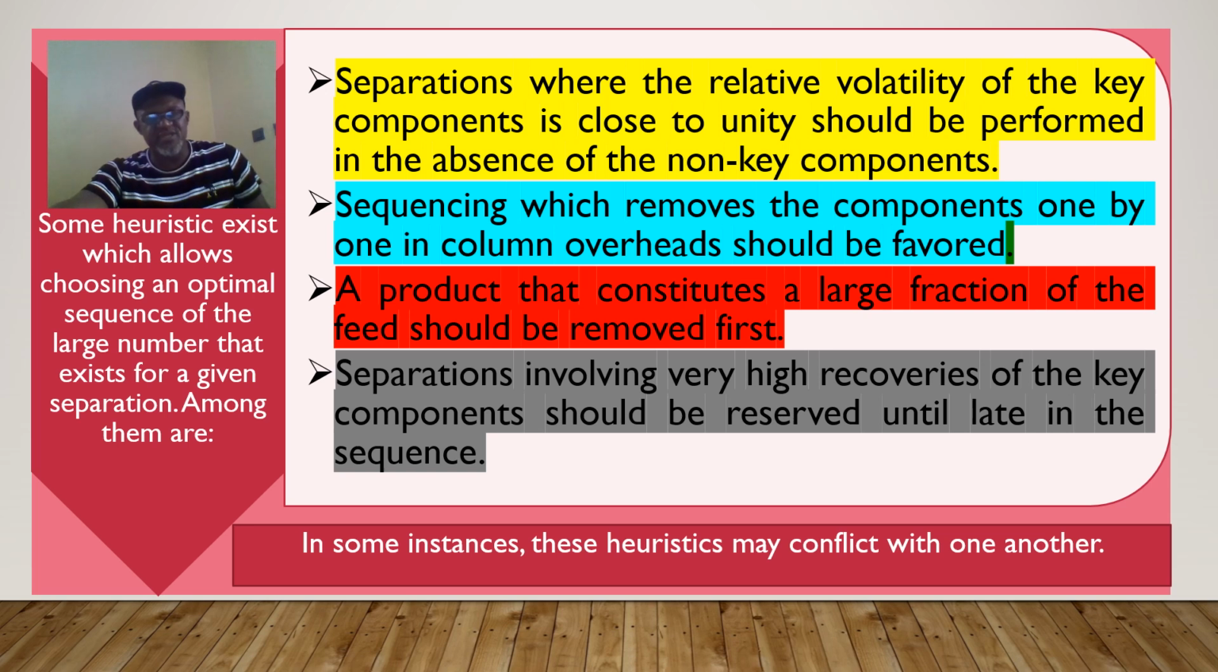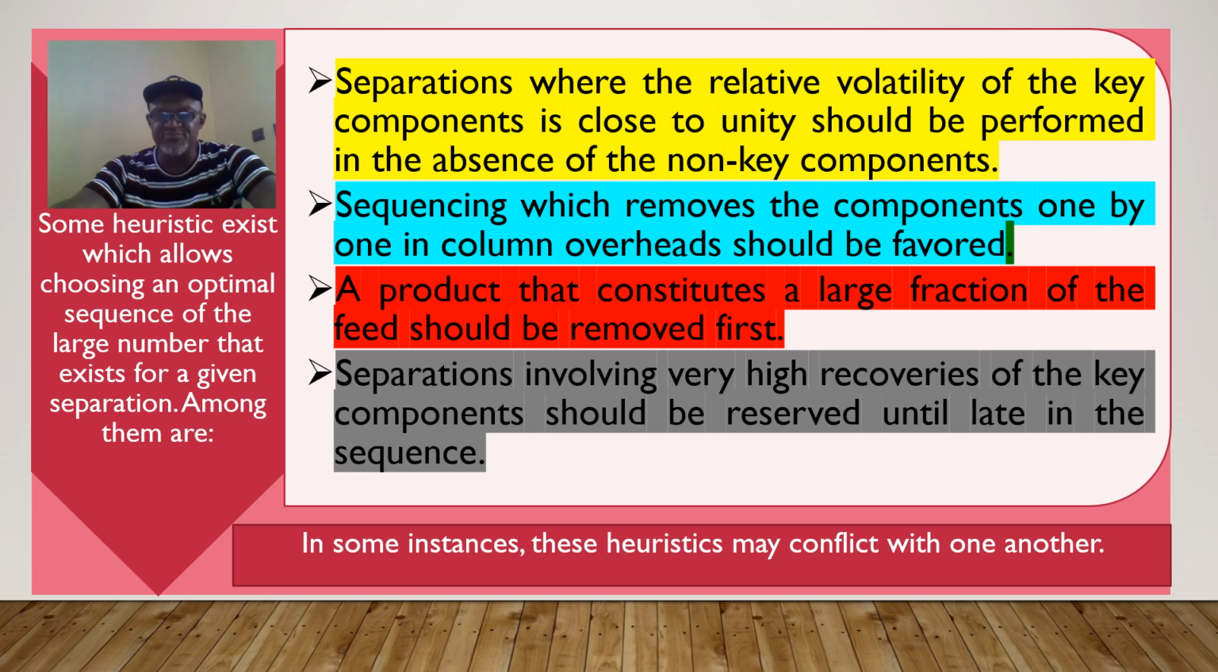Now, some heuristics exist which allow choosing an optimal sequence of columns for a given separation. Among them: separations where the relative volatility of the key components is close to unity should be performed in the absence of non-key components. Sequences which remove the components one by one in the column overhead should be favored, which is what we have just shown. A product that constitutes a large fraction of the feed should be removed first.